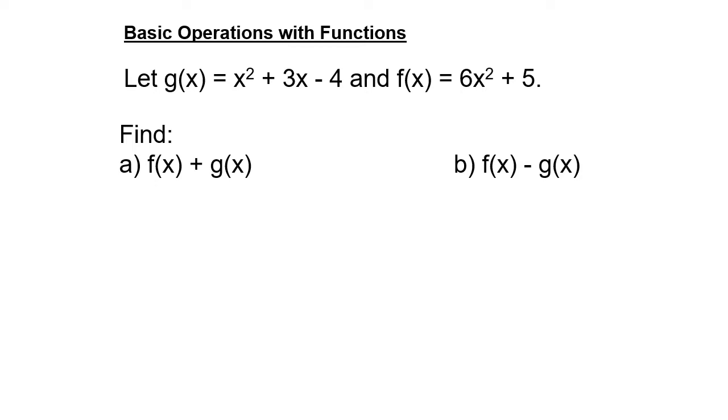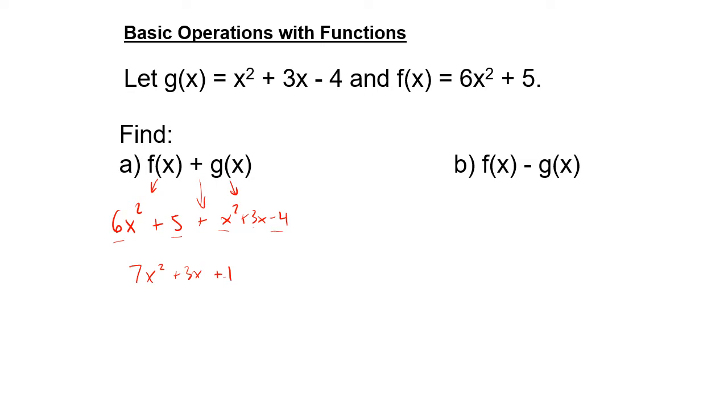So for this one, it's saying f of x plus g of x. So we say 6x squared plus 5, that's f of x, plus g of x, x squared plus 3x minus 4. And we just combine like terms. So we've got an x squared and a 6x squared, 7x squared. We've got a 3x, so plus 3x, and we've got a 5 and a negative 4, so plus 1. And that's it. That is f of x plus g of x.